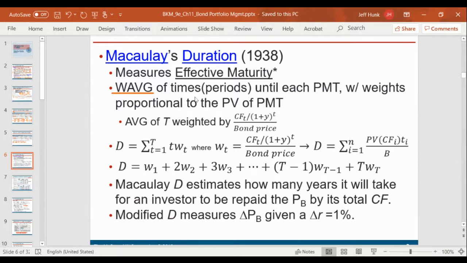Of duration, right? How long will it take to recover your initial investment in present value, right? Now, so then it can be expressed as a weighted average of time periods, right? Like how many years, weighted average of time periods until each payment, how many time periods, with weights proportional to the present value of that payment.